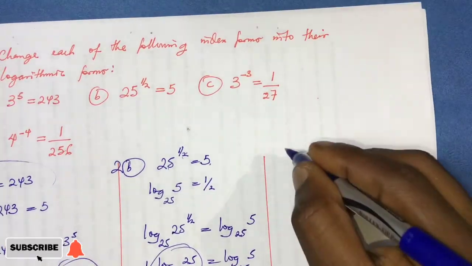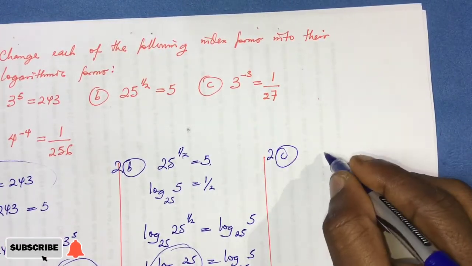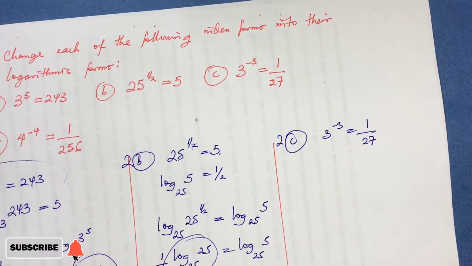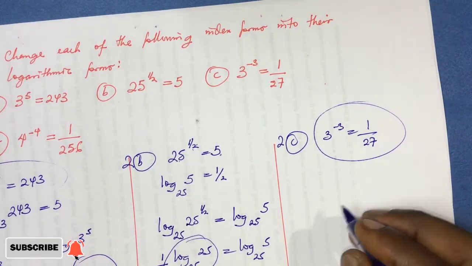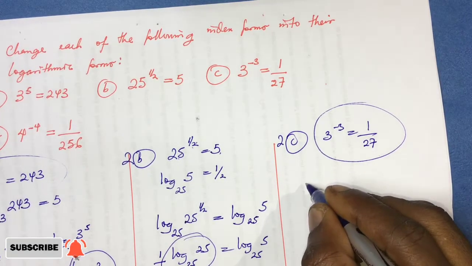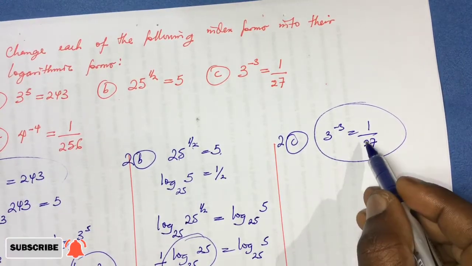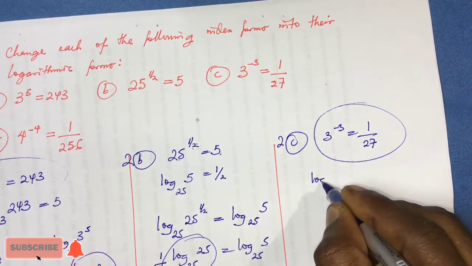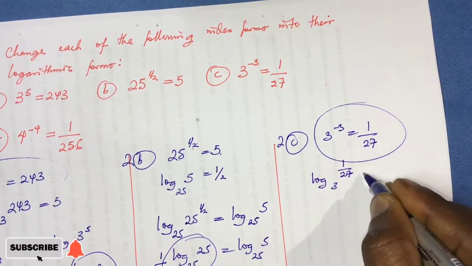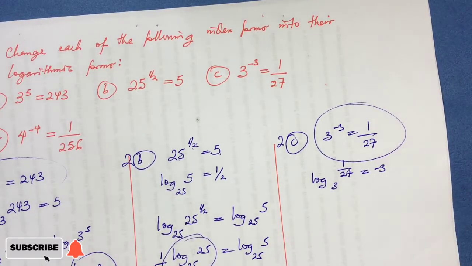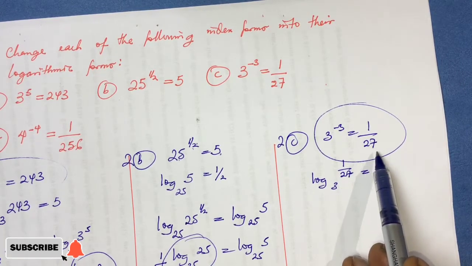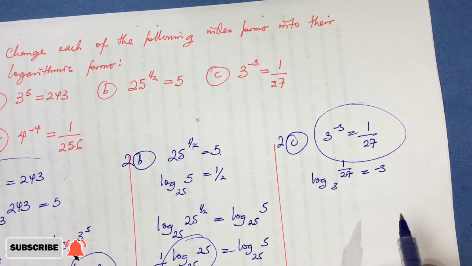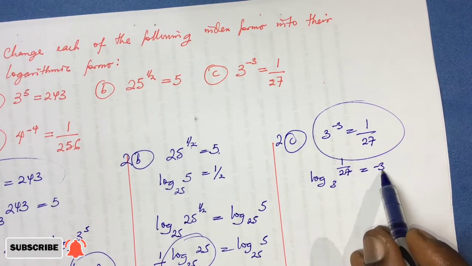Now let's go to C. For problem 2C, you have 3 raised to the power minus 3 equals 1 over 27. We are asked to put this expression in its logarithmic form. Again, we can go by way of definition. By definition, 3 raised to the power minus 3 is equal to 1 over 27 only because the logarithm of 1 over 27 in base 3 equals minus 3. And that means, by definition, the logarithm of 1 over 27 in base 3 is that number to which you would raise 3 to give 1 over 27. And the only number to which you would raise 3 to give 1 over 27 is minus 3.